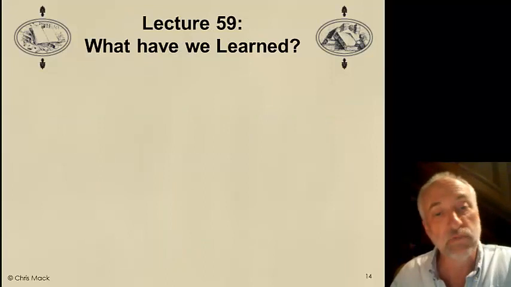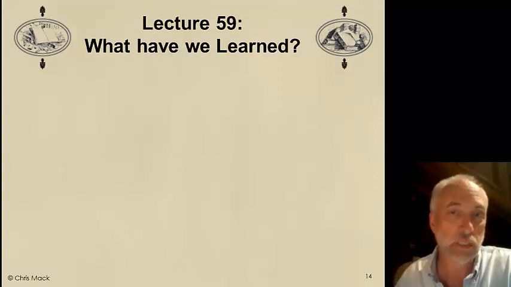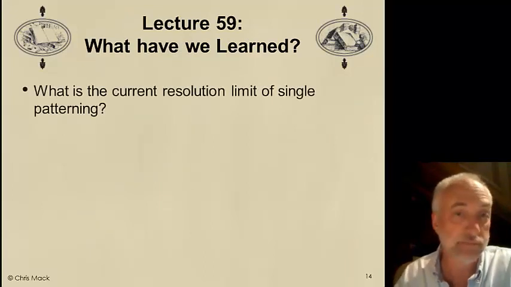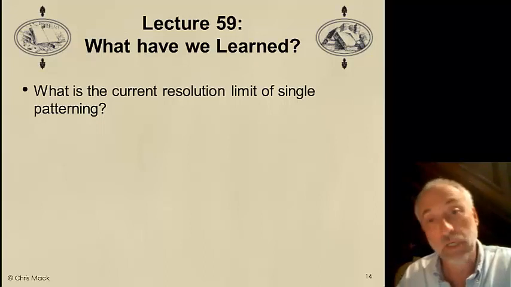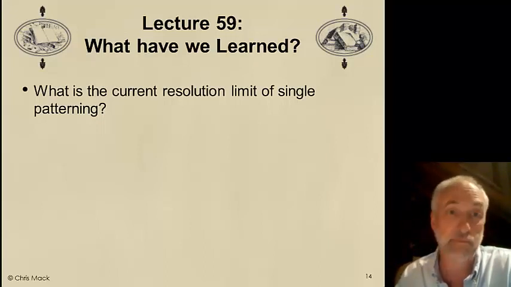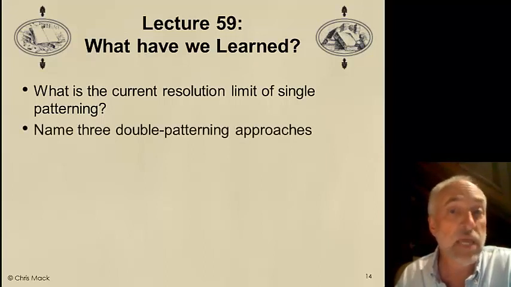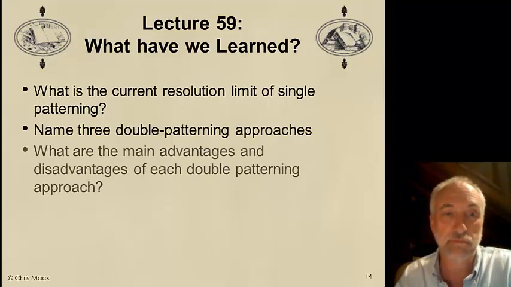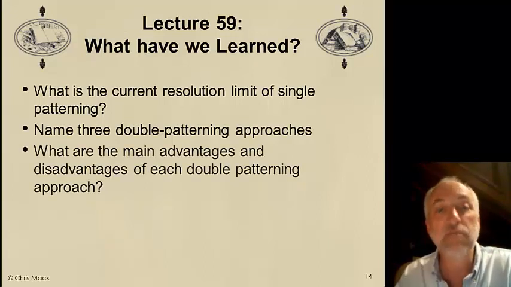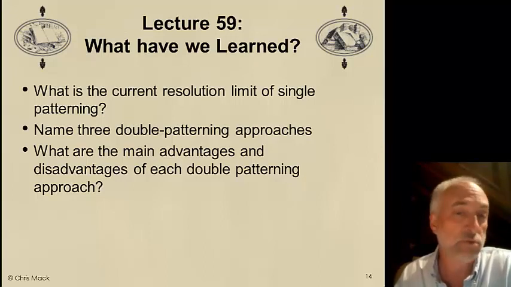Well, let's review. What have we learned in Lecture 59 on double patterning? You should be able to quickly and easily answer these questions. What is the current resolution limit of single patterning? Name 3 double patterning approaches. What are the main advantages and disadvantages of each double patterning approach?